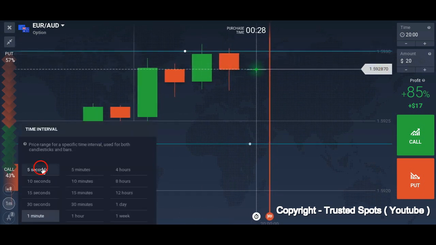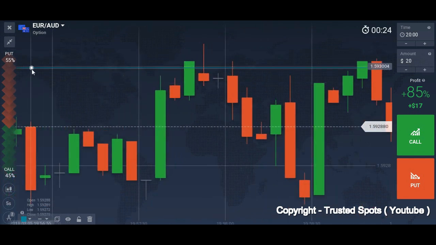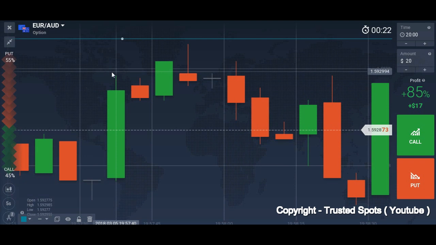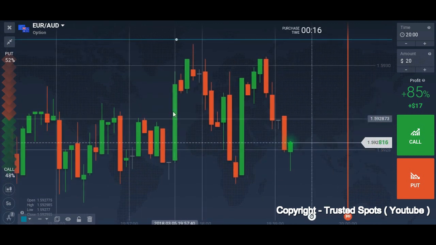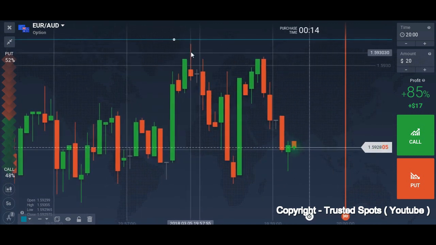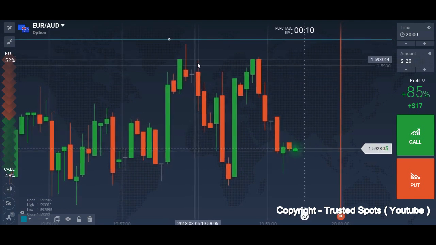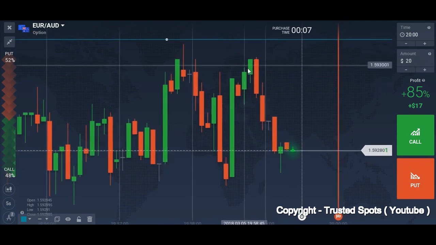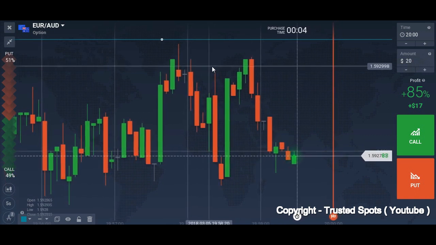Let me show you in the 5 seconds chart to make it more clear. Look carefully. If this is the level of 1.593000, the market enters this level, it reverses. You can see this red candle reverses. It again goes up, it again reverses. It again goes up here, it again reverses. It shows the power of this particular whole number.